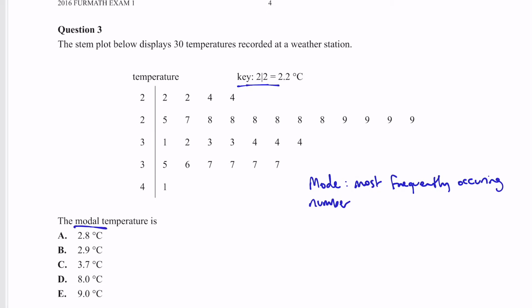So the mode by definition is the most frequently occurring number. If this is a chart such as a bar chart or histogram, then the mode would be the tallest peak in the graph. But here we have a stem and leaf plot, so we just look for the number that's occurred most. By the looks of it, it's the 8s here. So 1, 2, 3, 4, 5, 6, that's the most occurring number. And remember, that's not 28, it's 2.8 degrees, so therefore the answer is A.